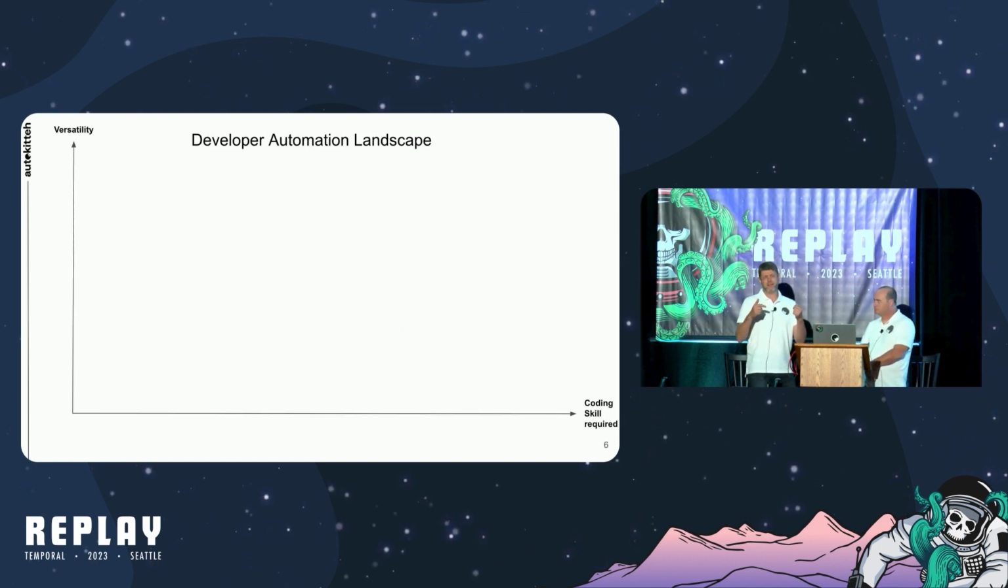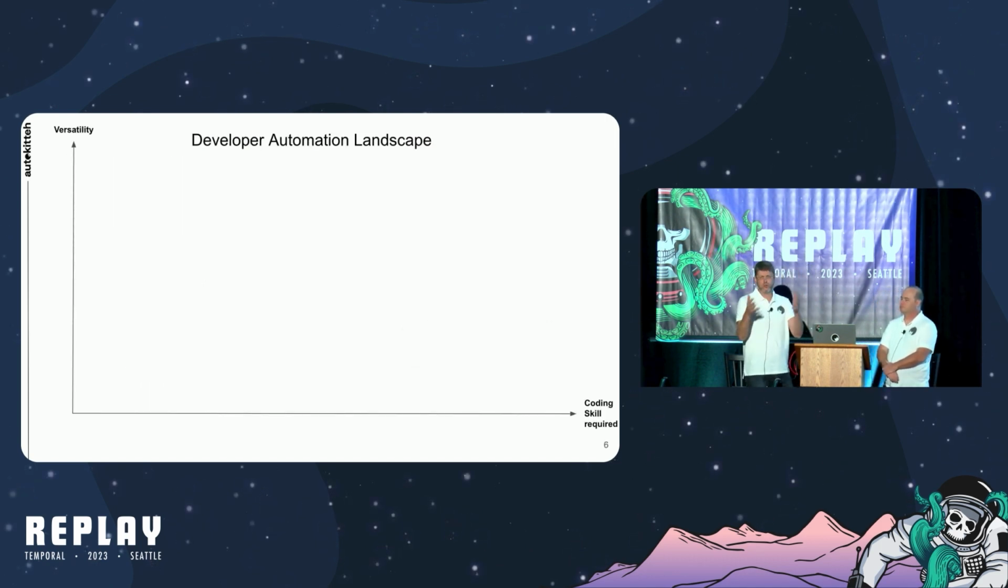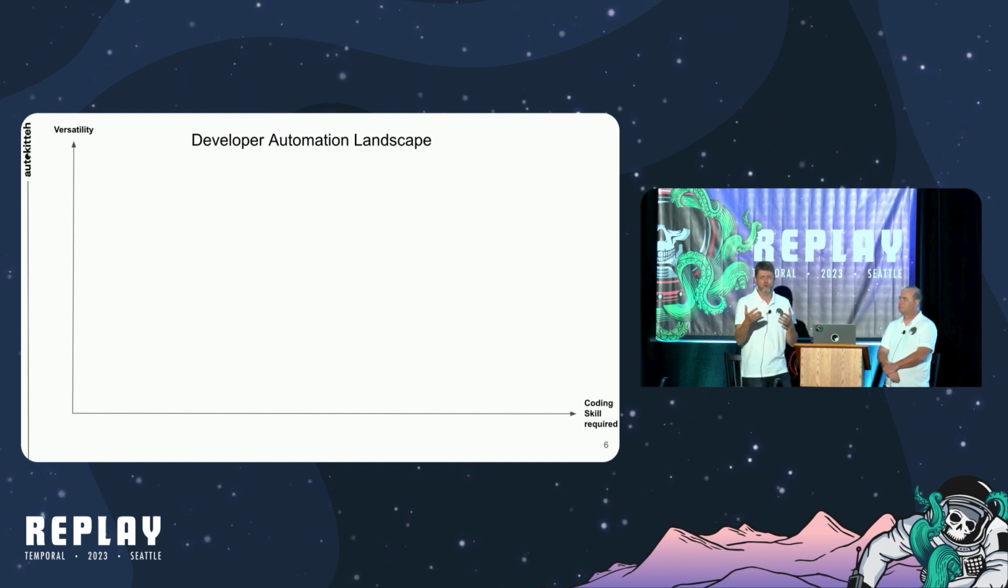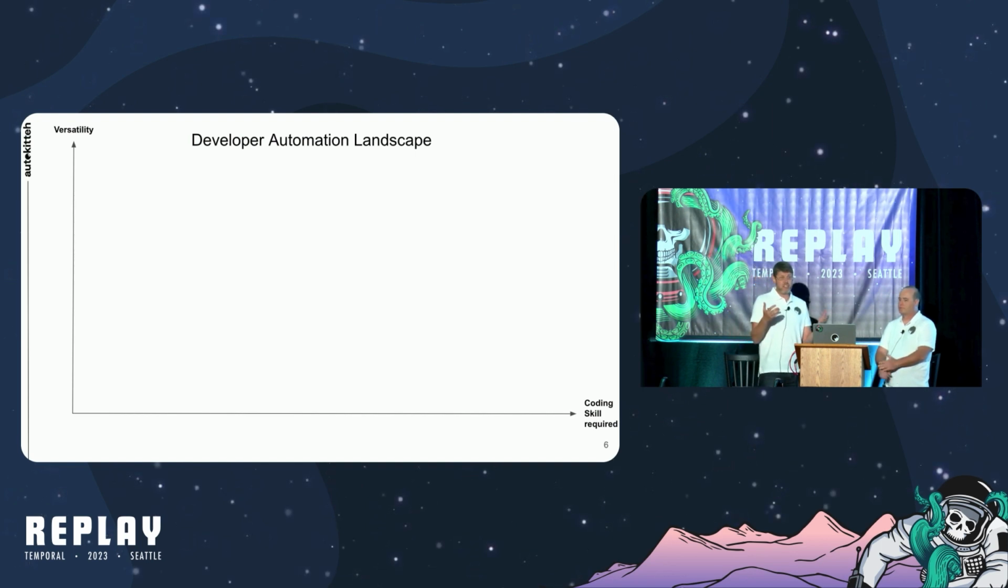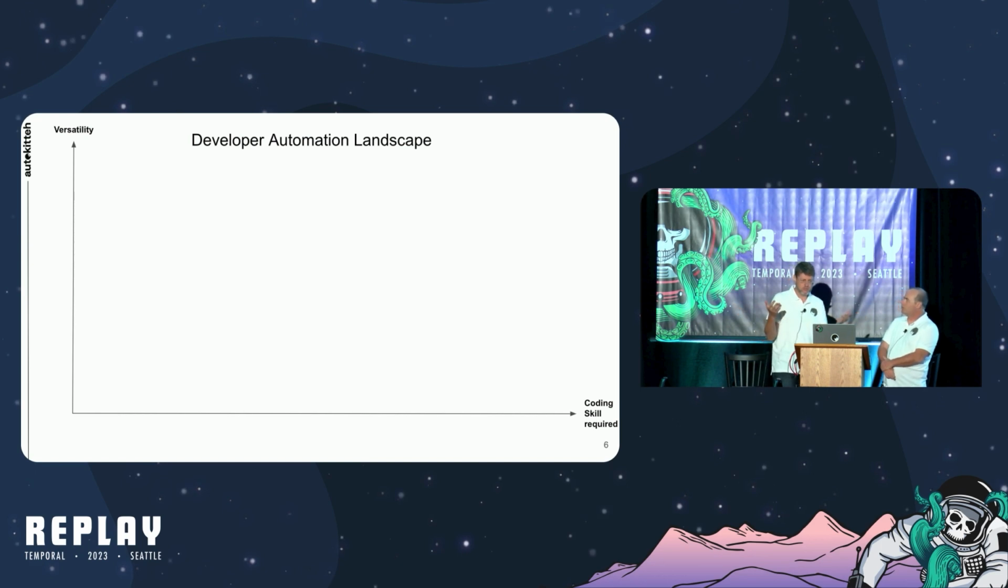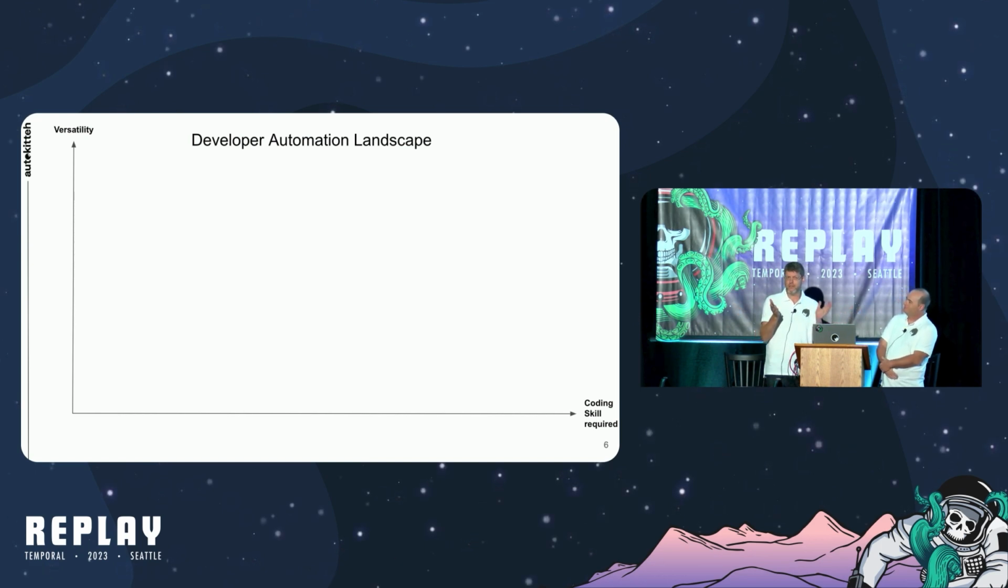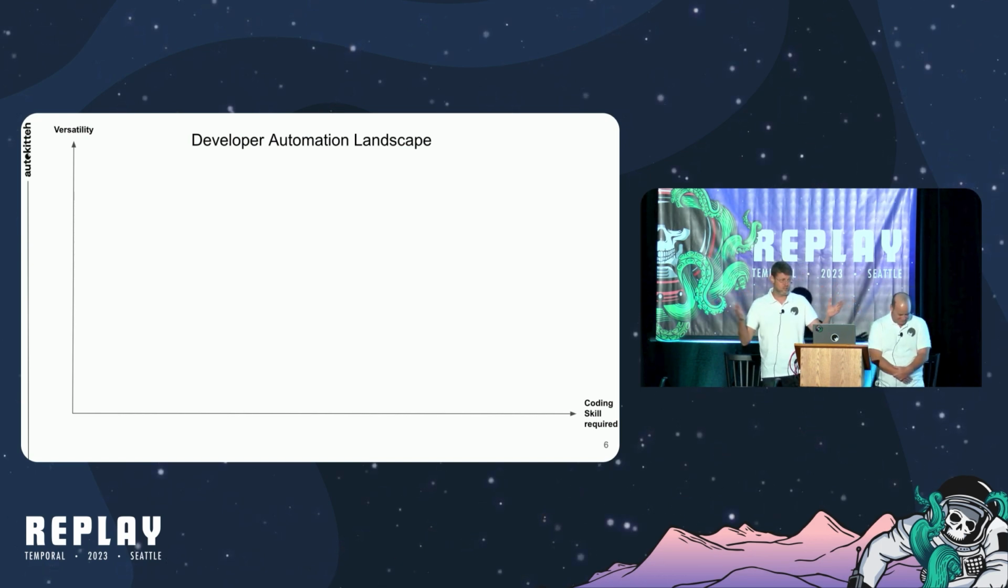But if you think about it, you have this problem: you want to automate something. So what will you do as a developer? What can you use? You can think about it as two axes, as two measures.